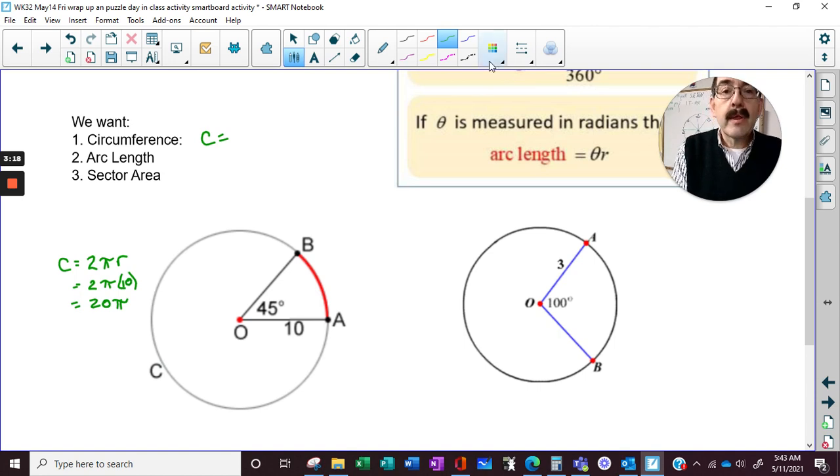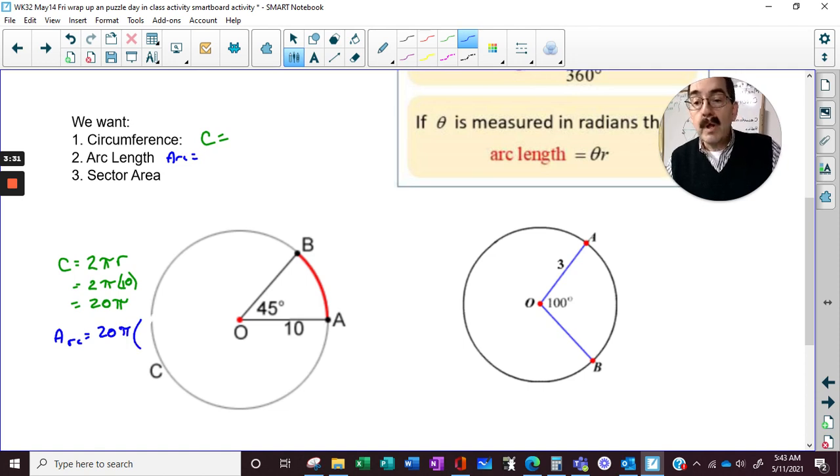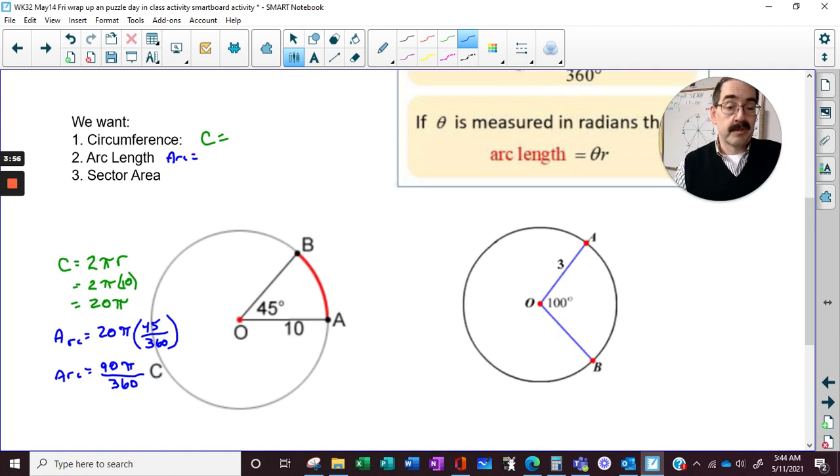Now, arc length. The arc length, in this case, is the 20 pi, the whole piece, but we only want 45 of the whole thing. Done. Grab a calculator, multiply it out. I'm just going to do this. I'm going to go 20 times 45. I'm just going to leave 90 pi over 360. Okay? You could use a calculator. You could simplify it. No problem. In Mathia, you just type it in like that. It gives you the right answer.